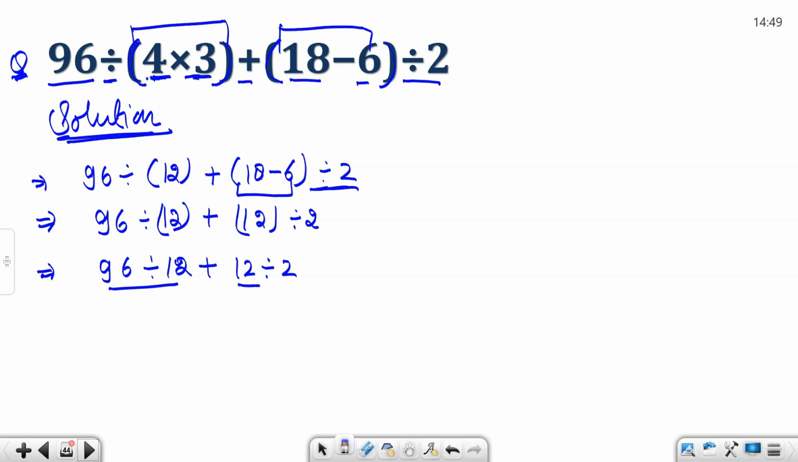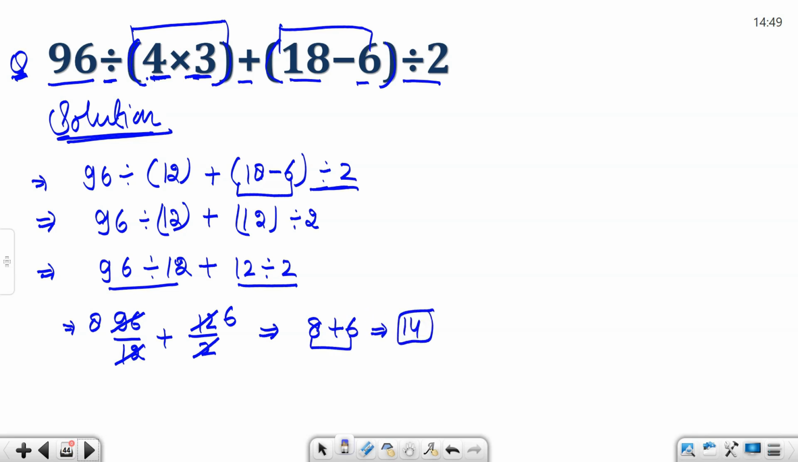First, we'll solve the division. So 96 divided by 12 plus 12 divided by 2. 96 divided by 12 is 8 times. 12 divided by 2 is 6 times. 8 plus 6 equals 14. This is the right answer.